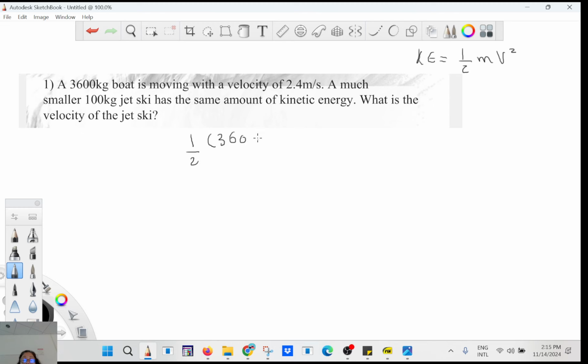So 1/2 times the mass, that will be the kinetic energy of the first one, times 2.4 squared equals the kinetic energy of the small one, so 1/2 times 100 times v squared, and you are solving for v. This one has a smaller mass, so we want to make sure it's going to move faster, but not that much faster because of the square. So you can cross out the half and the mass. So v squared equals 36 times 2.4 squared, and you take the square root.